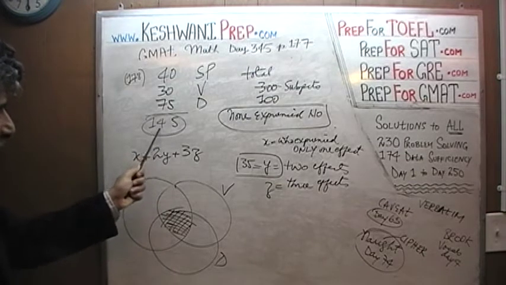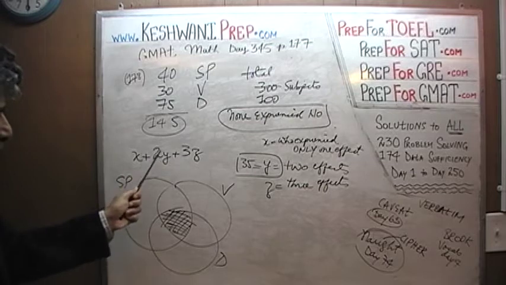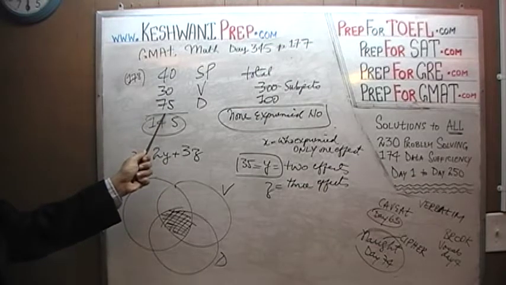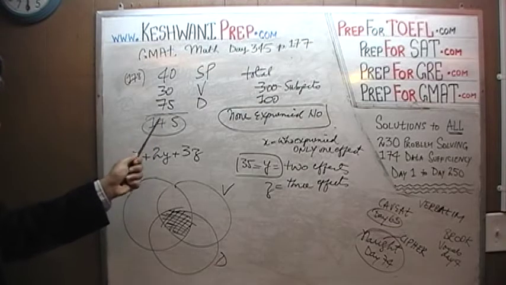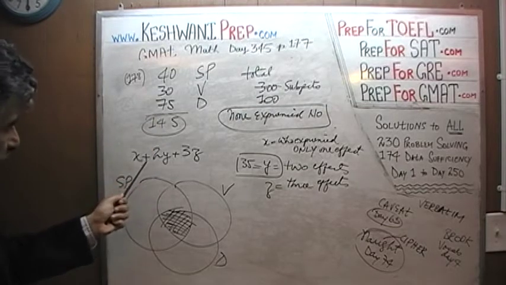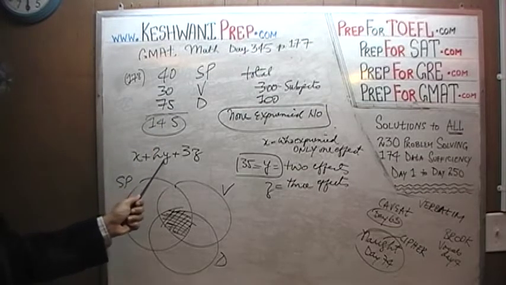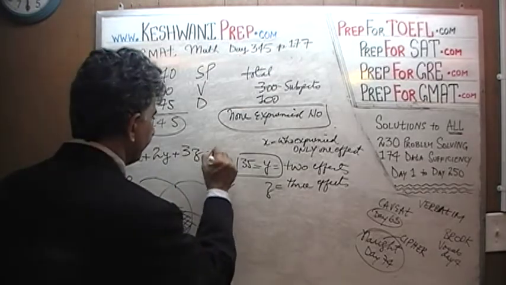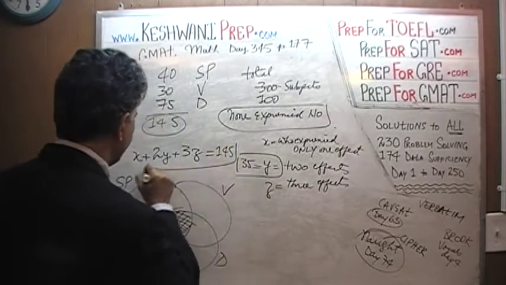This total represents the number of people who had 1 effect, the number of people who had 2 effects, the number of people who had 3 effects. Obviously, this 145, that's what it represents. The people who had 1 effect, 2 effects, or 3 effects. Therefore, it is x plus 2 times y plus 3 times z. That amount has to equal 145. That's our first equation.